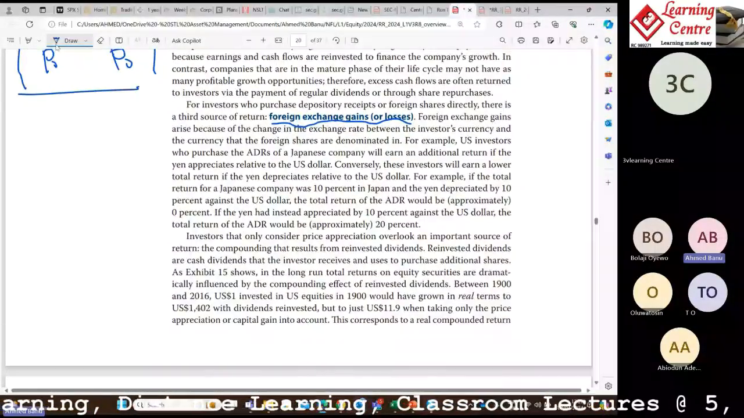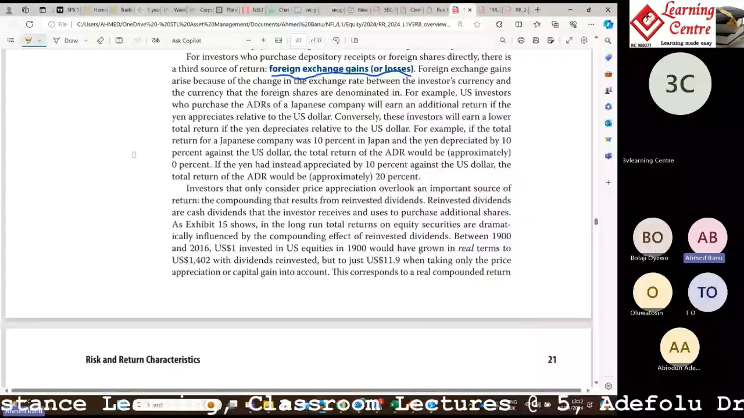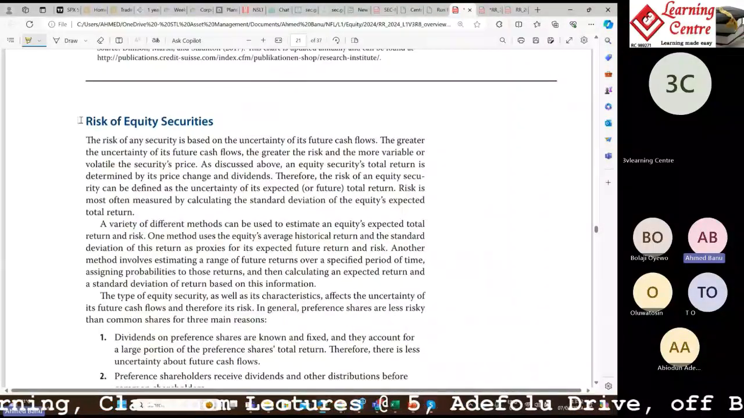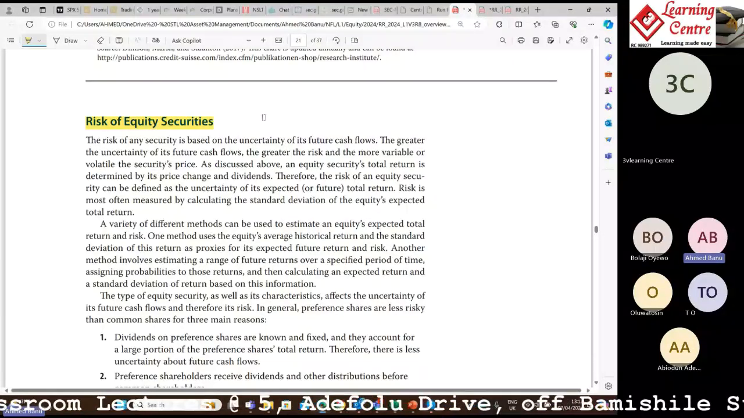So moving on. So those are the returns. Now let's talk about risk. If you invest in equities, what are the risks that you are exposed to?